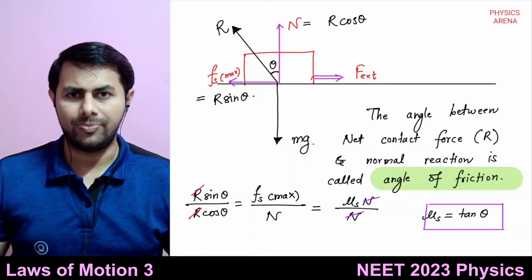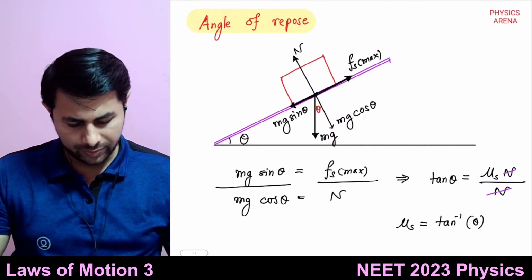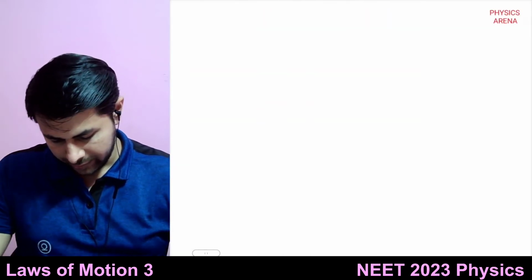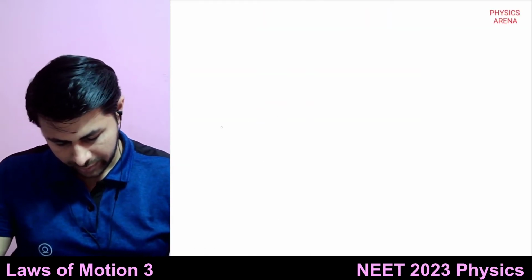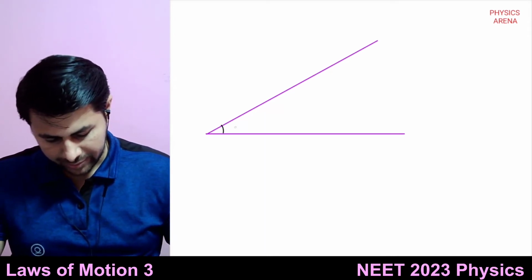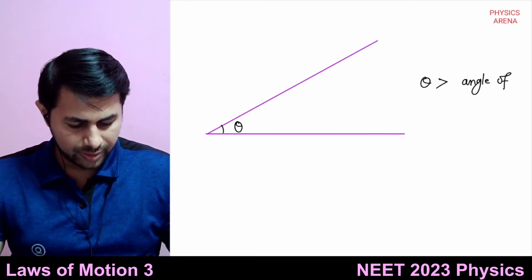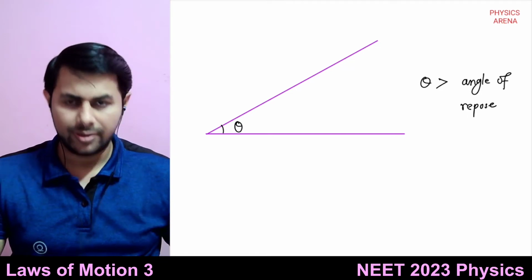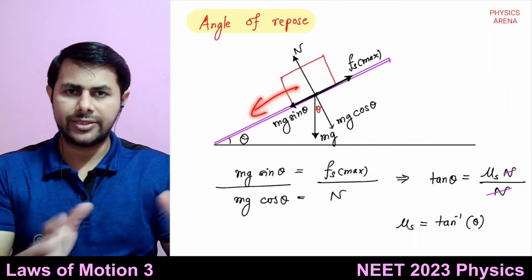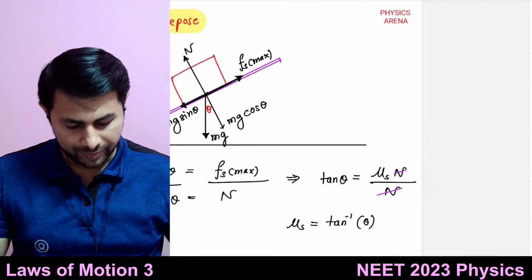It is known as angle of friction. So you got this? Okay. So now I will redraw this diagram. See, this is the plank. And now let's suppose this angle theta is greater than angle of repose. So what will happen? If this angle is greater than angle of repose, the block will slide down the floor.